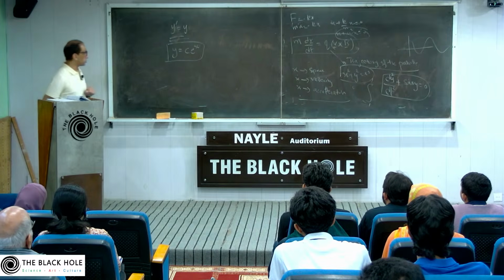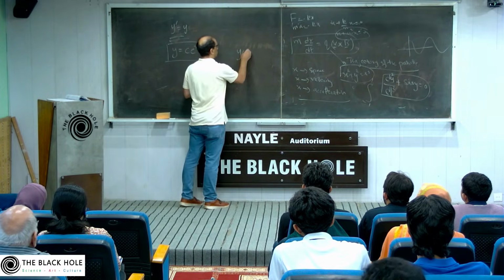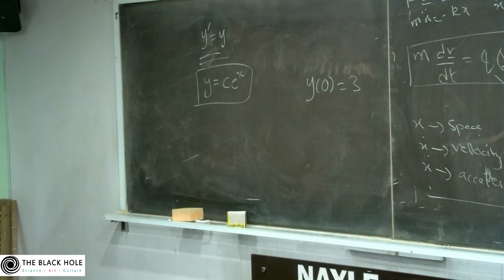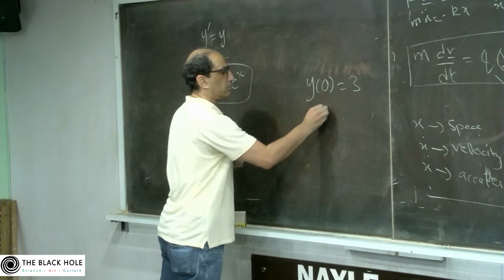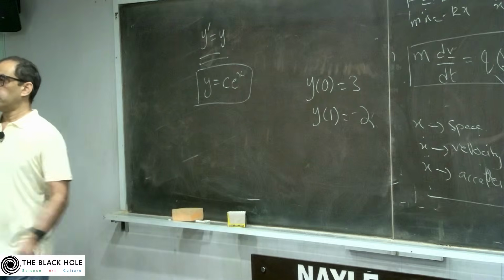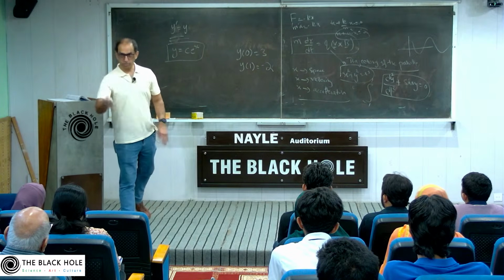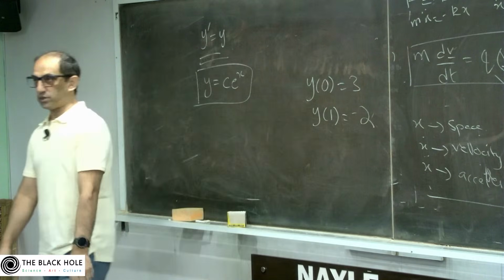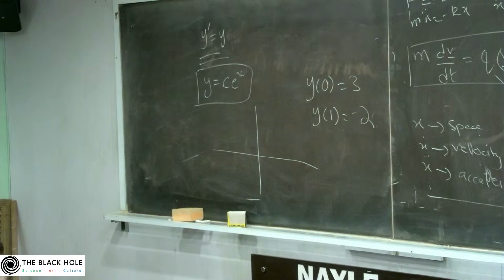And I have been given two conditions. y of 0 is equal to 3 and y of 1 is equal to minus 2. You should calculate for this, and calculate for this, and tell me what value of C you get, and what essentially happens here. So C is 3, and y equals 3 e raised to power x.